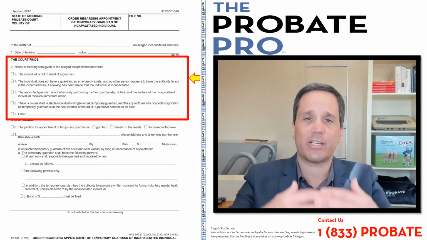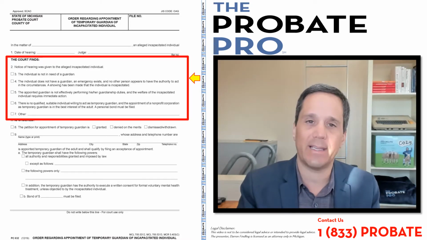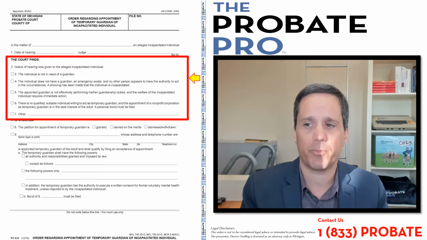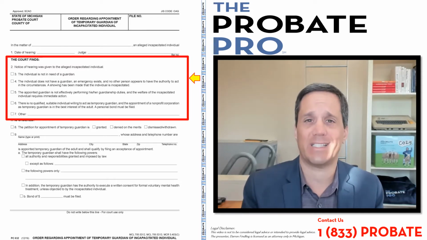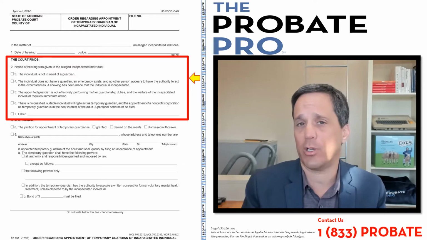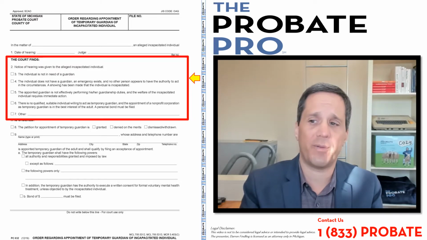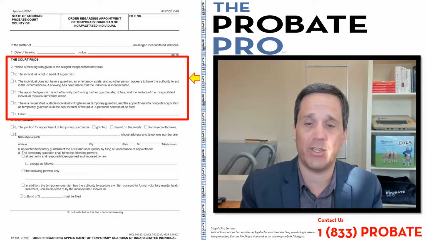The next section reflects the findings of the court. So the court would make findings relative to the petition. Let's work our way through it. First, with all petitions, notice has to be given. Notice is required to the interested parties as defined under statute and court rule. Notice would have had to have occurred to the alleged incapacitated individual.